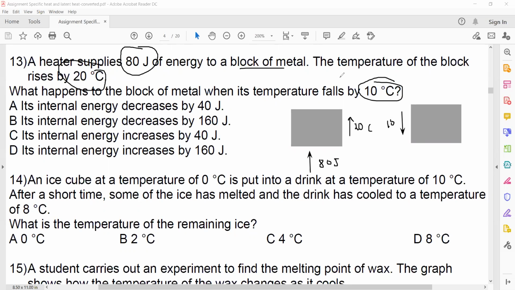If the temperature is decreasing, you remove internal energy. How much internal energy must be removed? If 80 joules causes a 20-degree change in temperature, then 40 joules will cause a 10-degree change in temperature. And what happens to internal energy? When you supply energy, internal energy increases. When you remove energy, the internal energy decreases. So A is the right answer.